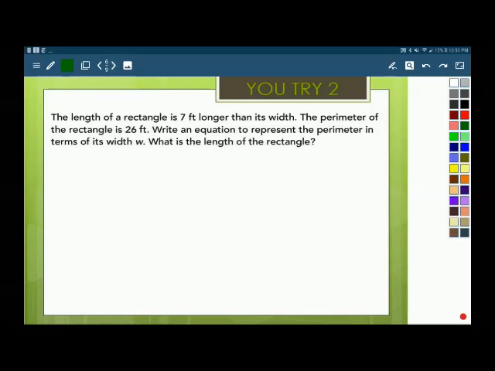Let's have you give this a try in your second You Try. It doesn't look exactly the same, and that's the whole point. I want you guys to get experience with lots of different word problems. The skill here is to interpret. What words would represent addition, subtraction, multiplication, division? Use that logic to construct an equation and solve. Give it a try.